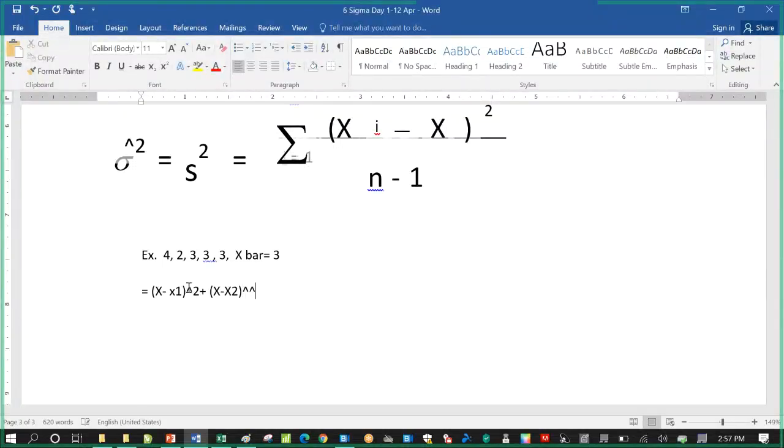So x1, x2, x3, x4 are the data points, and n is the number of data points. Similarly, you will continue till xn. Here it continues till 5 data points. So let's say the third term will be (x bar minus x3) whole square.